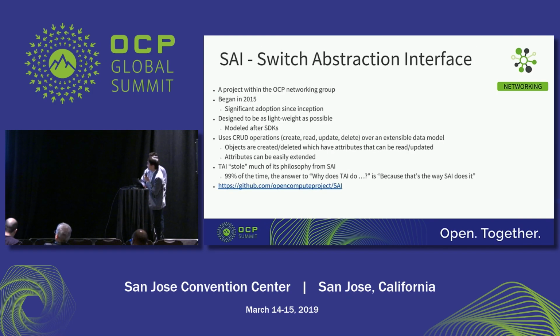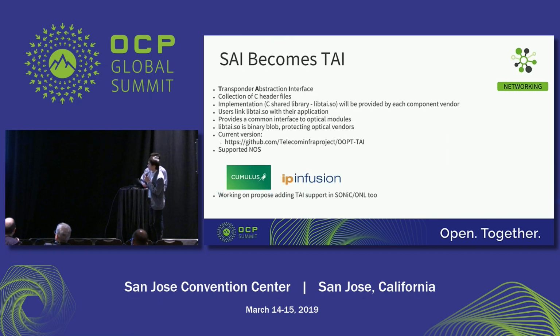Okay. So SAI becomes TAI, Transponder Abstraction Interface. It is a collection of C header files like SAI. And the implementation, a C shared library, libtai.so, will be provided by each component vendor. So now it provides a common interface to optical modules. libtai.so is a binary blob, so you don't need an NDA. You can get it from the vendors and use it without NDAs.